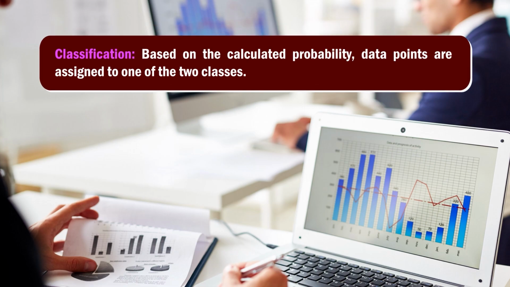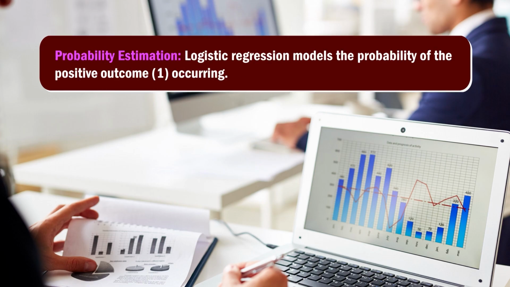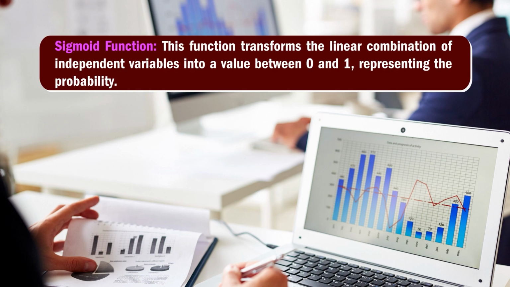Based on the calculated probability, data points are assigned to one of the two classes. This function transforms the linear combination of independent variables into values between 0 and 1. And as you know, probability is measured between 0 and 1 also. So, these values represent the probability.